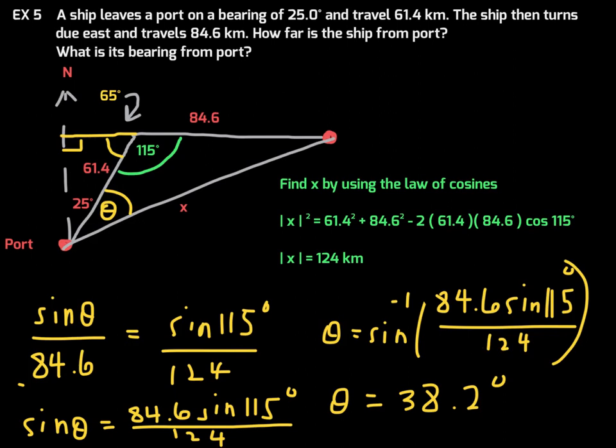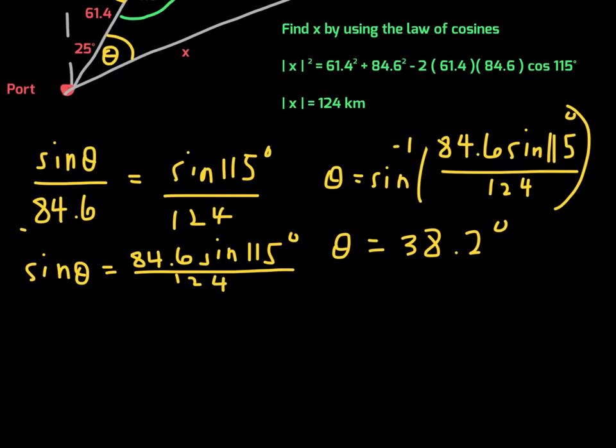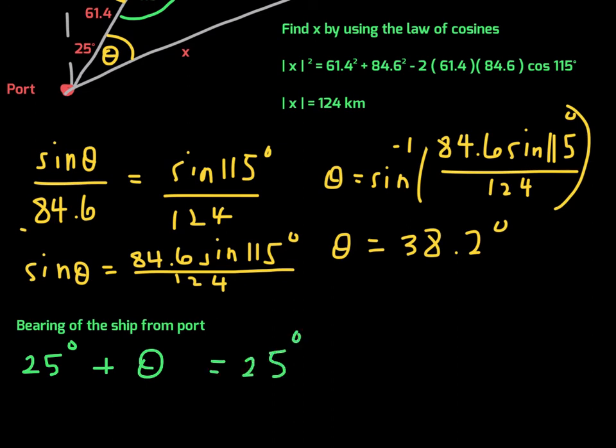All right, cool. Now, this is not my answer. This is not the bearing from port, right, guys? This is just what theta is. I got to add 25 to that. So my final answer, for the bearing, it'll be 25 degrees plus theta. So the bearing will be 25 degrees plus 38.2 degrees. So the bearing from port will be 63.2 degrees. All right, that's the bearing of the ship from port.